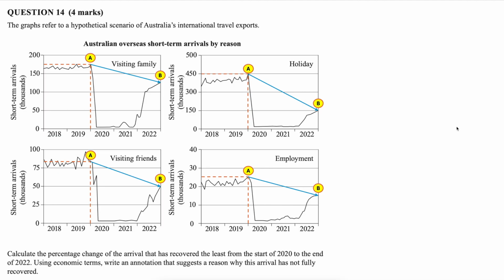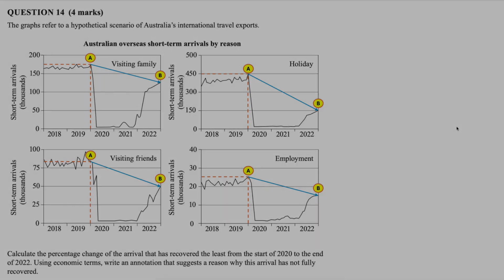Does 2 things. It lets me know it's going to be a negative figure, because going from A down to B is going to be less visitors. And secondly, I can already see that holiday is probably the right answer because of the steepness of the arrow over the same relative time period.